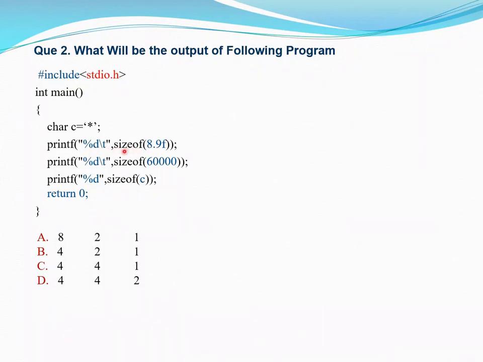Again you know that the sizeof operator is used to calculate the memory size required to store the operand, and here the operand is the value 8.9f. In the previous program we had the operand as 8.9 only. If there is 8.9 only, then it will be considered as of double data type. But if there is 8.9f, it will be considered as of float data type. Therefore this value 8.9f is a float constant, so this statement will print the memory size required to store the float data type value.